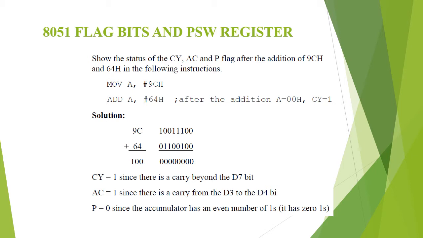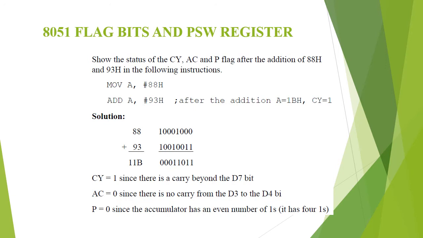And similarly, from the D3 bit there is a carry generated to the D4 bit. Therefore auxiliary carry flag is 1. And in the result there are no ones. Therefore parity flag is set to 0.